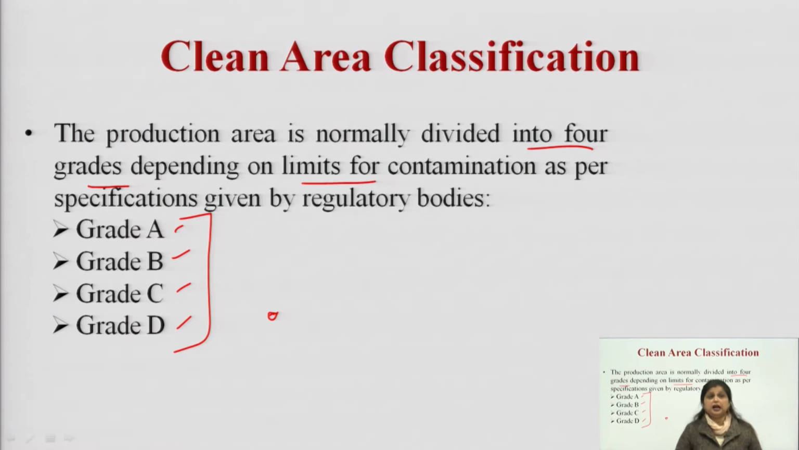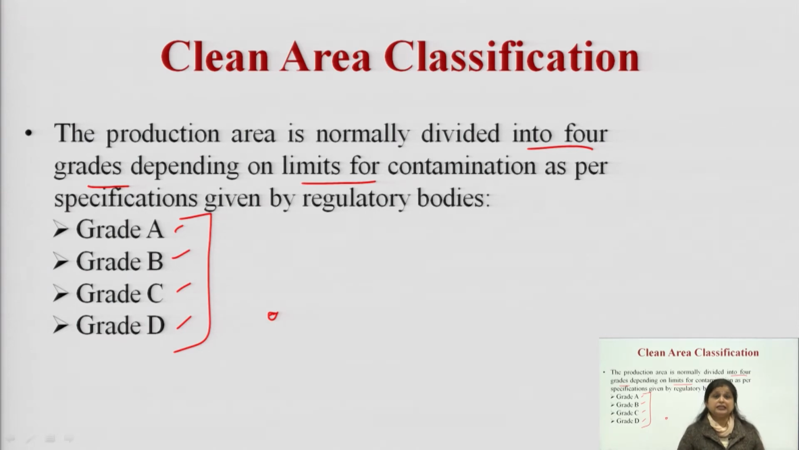So, for class 100 we also use classification criteria like class 100, class 1000, class 10,000, class 1 lakh, depending upon the dust particles, how many dust particles are there within that area, and how many microbes are there within that area. Depending upon those limits we can classify. Grade A is also known as aseptic area, and that has also been defined as class 100.